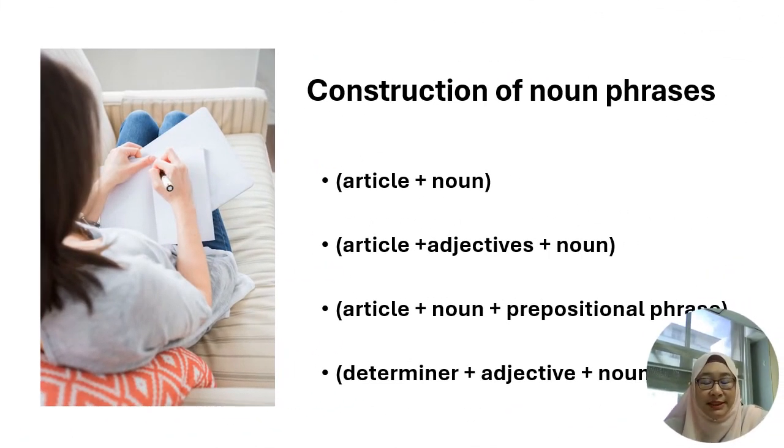We have established previously that a noun phrase can be formed using different formulas or a combination of different word classes. For example, article plus noun is an example of a noun phrase, the tree. Article plus adjective plus noun, the big tree. Article plus noun plus prepositional phrase, the tree in the forest. And determiner plus adjective plus noun is another combination of words that can help to form a noun phrase.